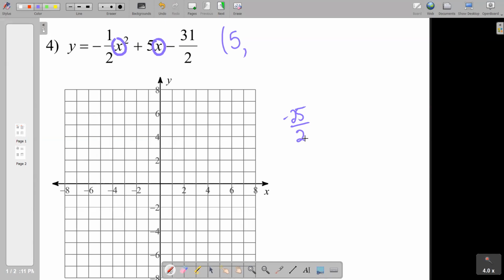And then if I put 5 into the center purple circle, what's 5 times 5? 25. And then at the very end, I've got minus 31 halves. So what's our thinking at this point?